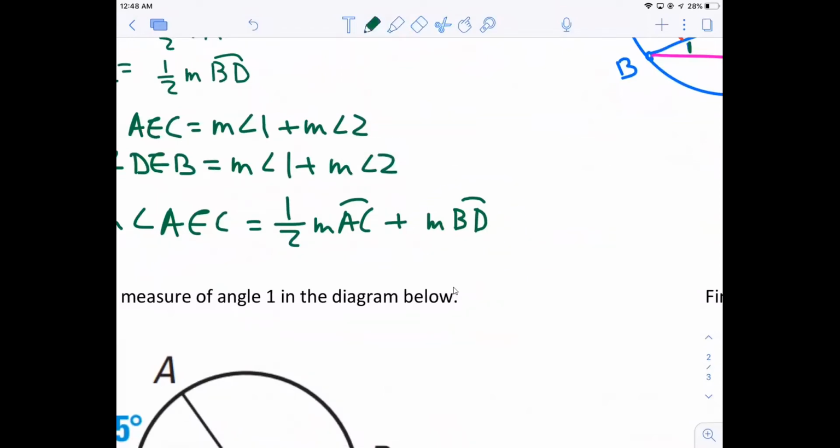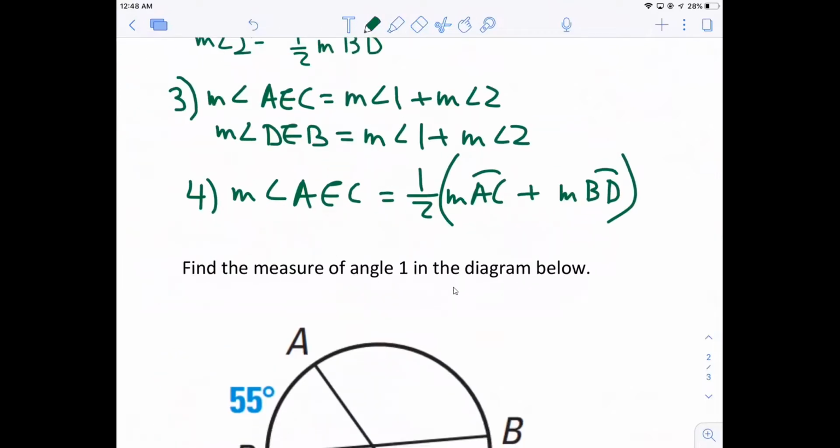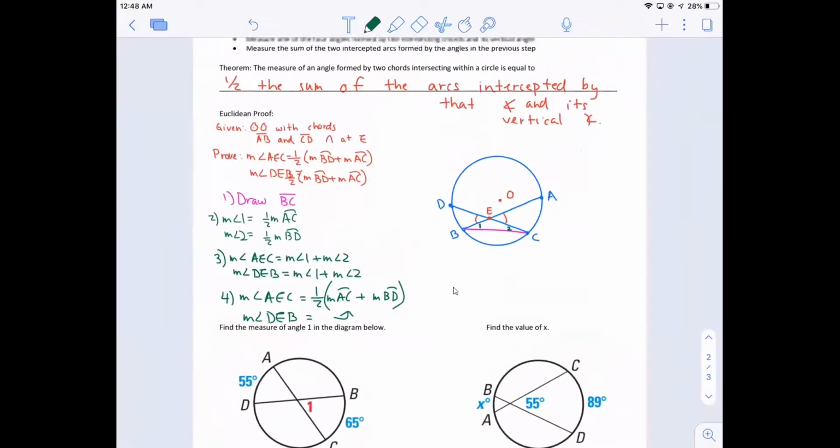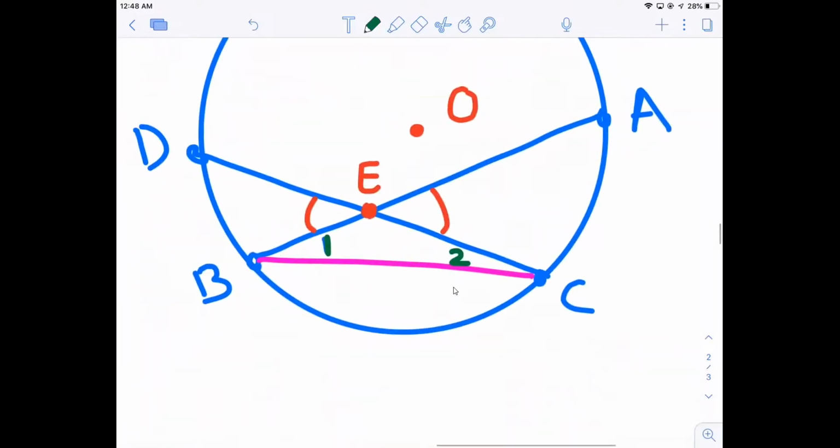I'm just going to do that. And step 5, same thing for this once you do a substitution. And so we have done this proof. So when you have two chords intersecting in a circle, these angles here are going to be equal to half the sum of the two intercepted arcs, right?